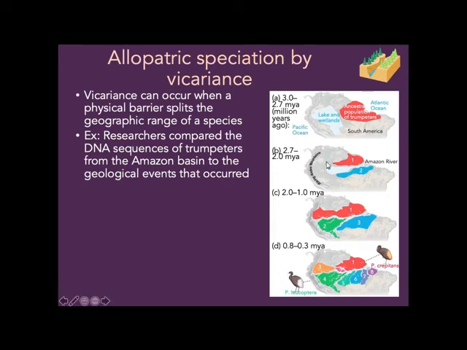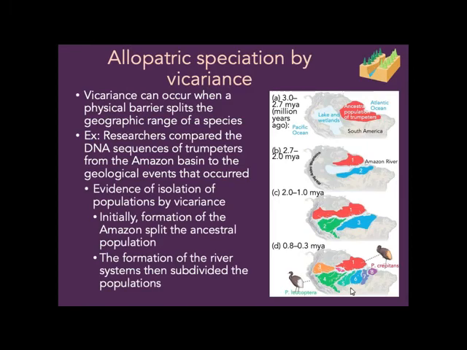Around 2.0 to 2.7 million years ago, the Amazon River started to flow through here, and that divided the population of trumpeters into two populations, and those eventually became separate species, right? So this would be vicariance, allopatric speciation by vicariance. Then the Amazon went this way and split again, and so that ended up producing 3 species, and then subsequent branchings of the Amazon between 0.8 and 0.3 million years ago caused 8 distinct species of trumpeters to speciate. All right.